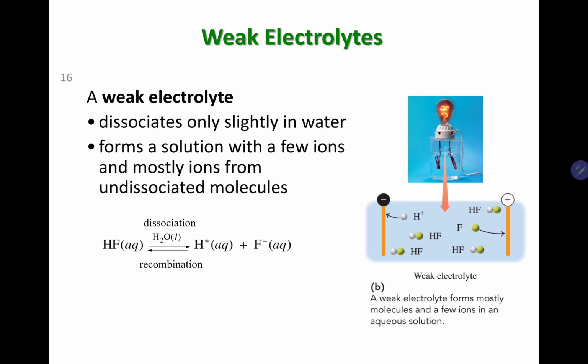Since you are only partially dissociating, you only have a few ions compared to the previous strong electrolyte example. So if you want to transport electricity in this figure, you only have a few ions, and you will not get an intense illumination like before.